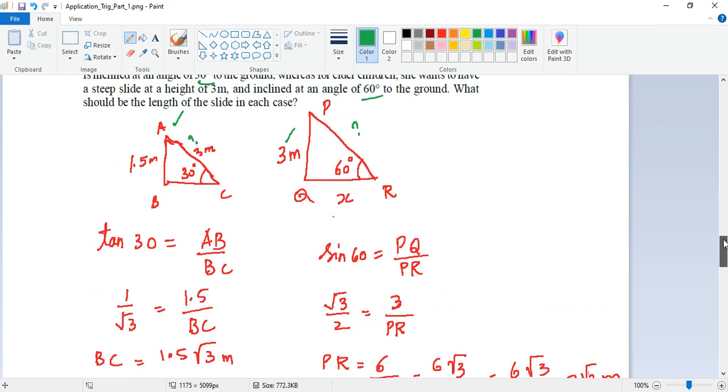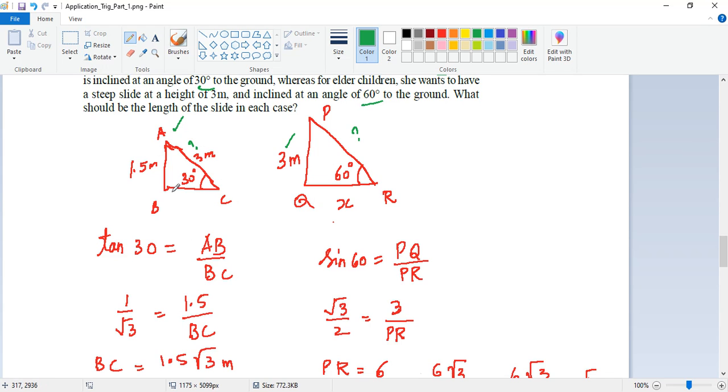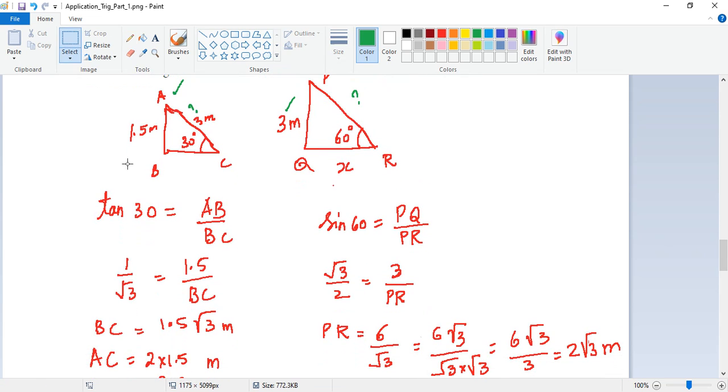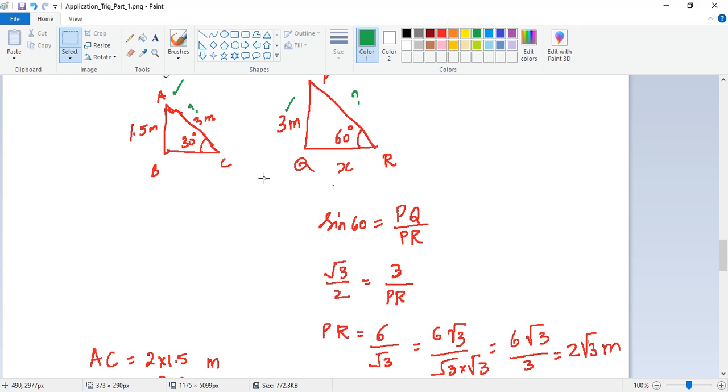Okay, so let's do this. So again, I need to find the opposite. AC is the hypotenuse, and AB is my opposite, right? So if I want to find the hypotenuse, I can actually use the sine 30 directly. I don't have to find this tan 30. So let me just erase this, it is not required. Or I can simply use the reference triangle also. So I'll just use this sine 30. Sine 30 equals AB over AC. So sine 30, half, equals AB, which is 1.5, over AC.